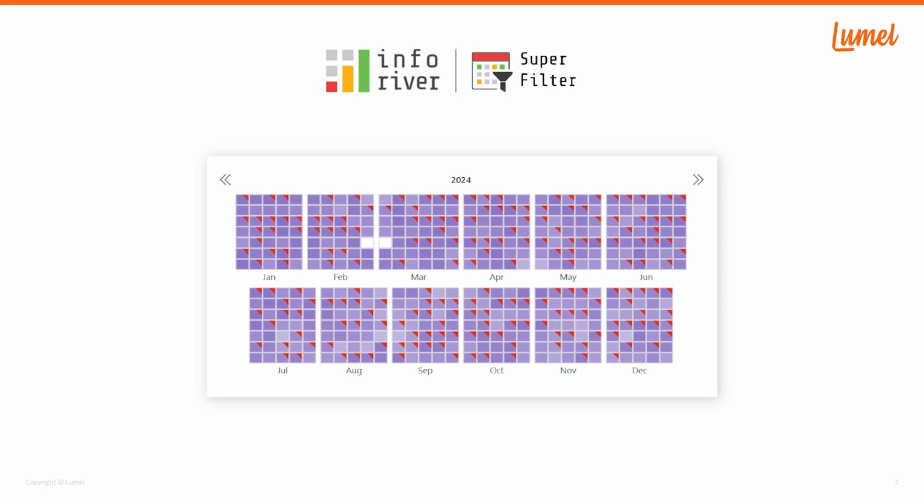The annual calendar heat map turns daily data into a year-round story with color-driven insights. Spot trends, seasonality, and outliers, all in one powerful, interactive view.